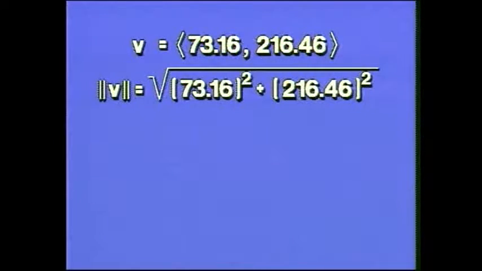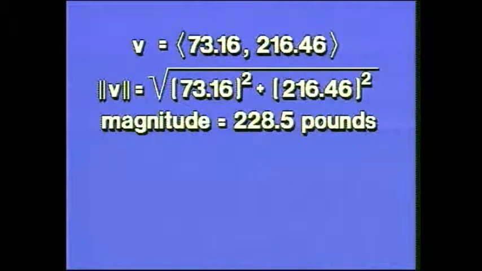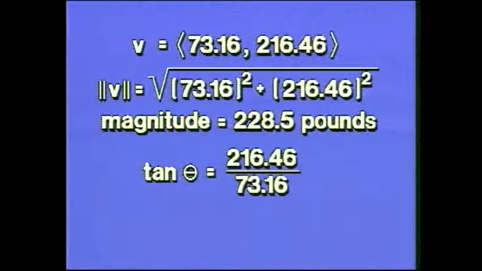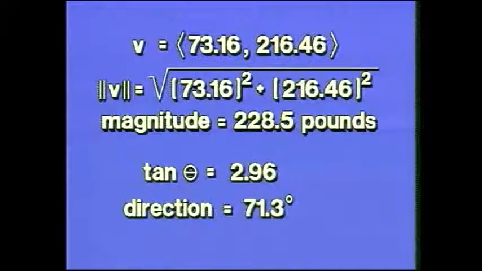Well, the magnitude is found by taking the square root of the sum of the squares of the two components. And by heating up our calculator a little bit, we find that the magnitude is approximately 228.5 pounds. Now for the angle, we use the tangent function, and it's simply second component over first component. And the ratio on the right becomes 2.96. Now take the inverse tangent on both sides to find theta to be 71.3 degrees.